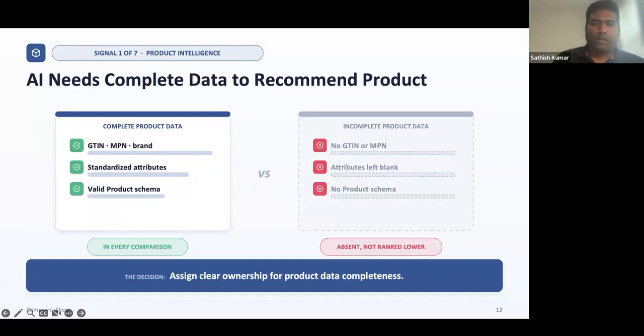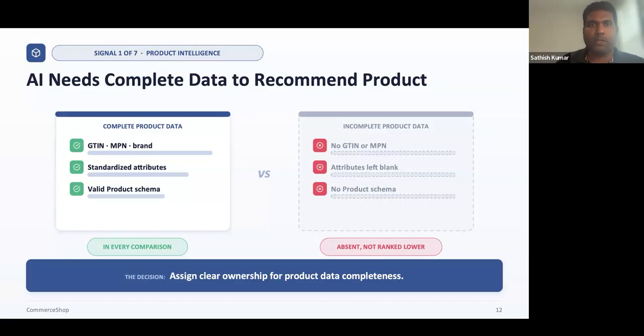All right. So slide 12 is mostly on what the AI needs to recommend your product. Basically, it needs your Google ID, MPN number, all these things, and also how you share your product schema to Google. Similar to that, you need to share product name, category, size, and the basic attributes like color, and you need to share it in the schema markup language.